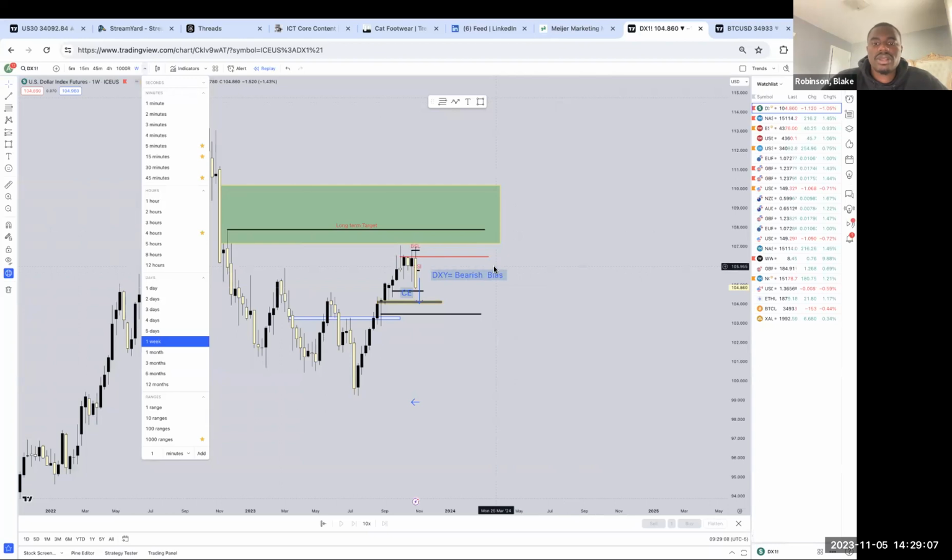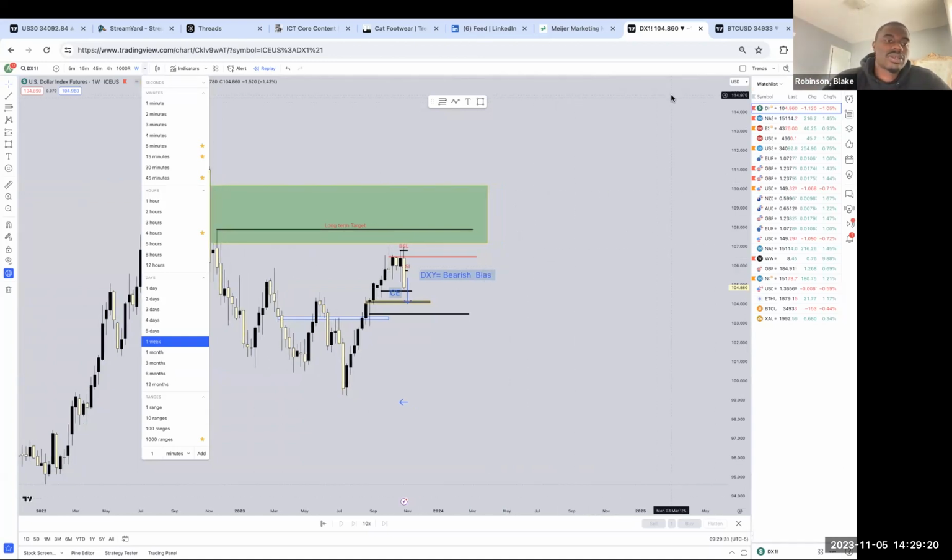Again, dollar short term bearish, long term bullish. The opposite for euro. So euro and GBP I'm short term bullish, and long term bearish. So we'll be working with that every single day.